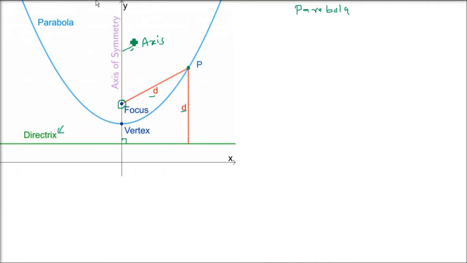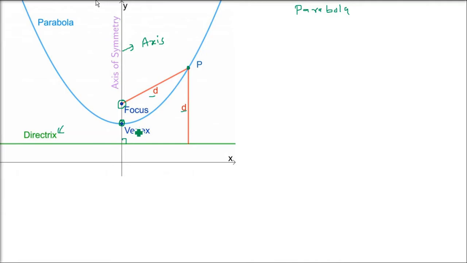What is the vertex? The point of intersection of the conic section and the axis is called the vertex of the conic section. When this parabola intersects the axis of symmetry, at this point, we call it the vertex.